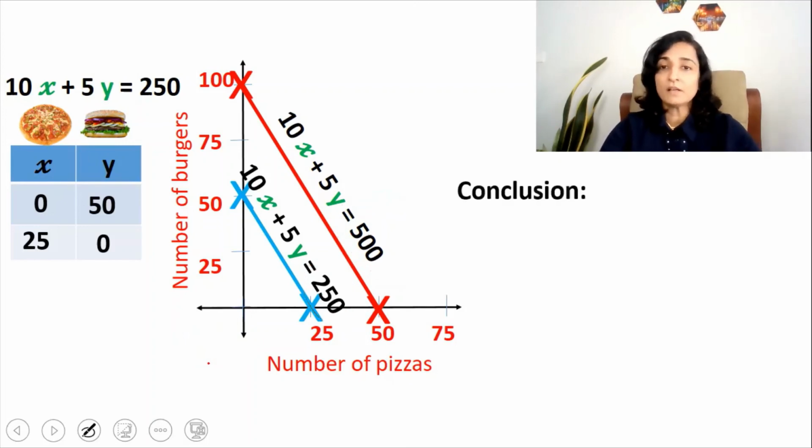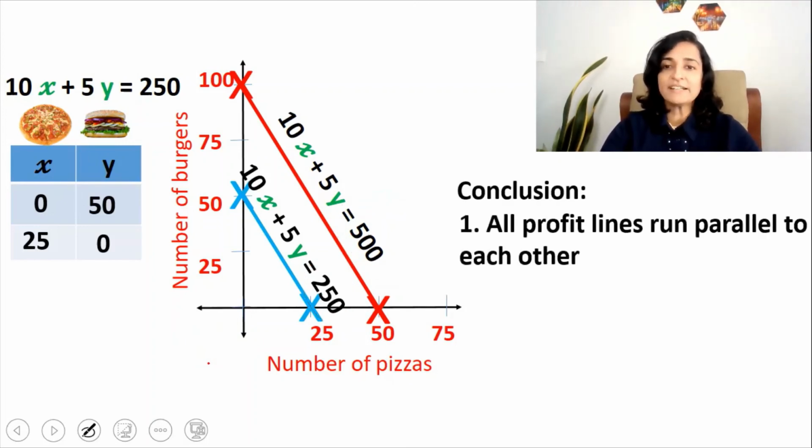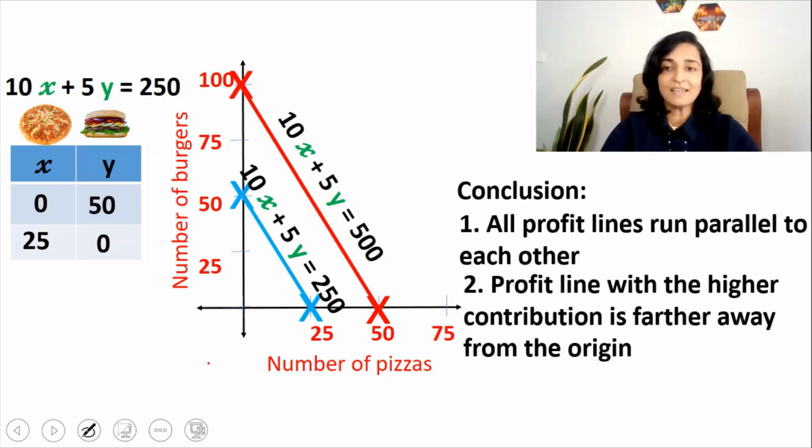So the conclusion is all profit lines run parallel to each other. And the second, the profit line with the higher contribution is further away from the origin.